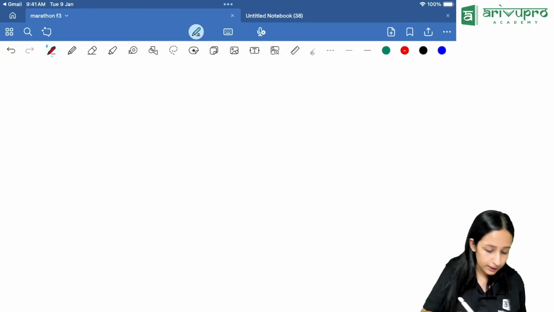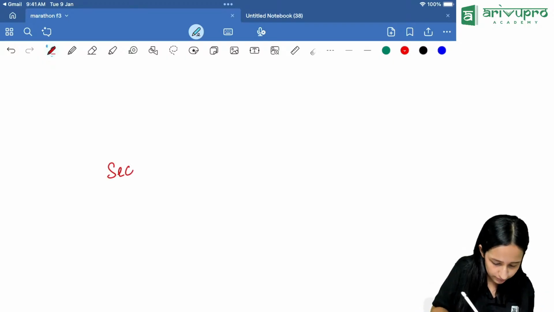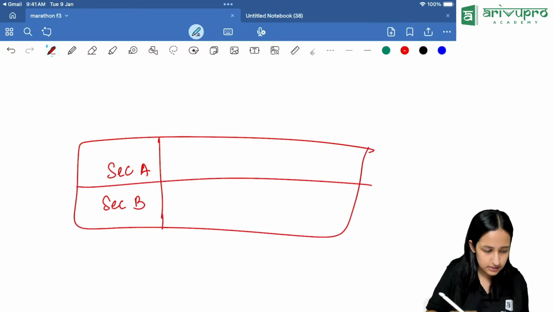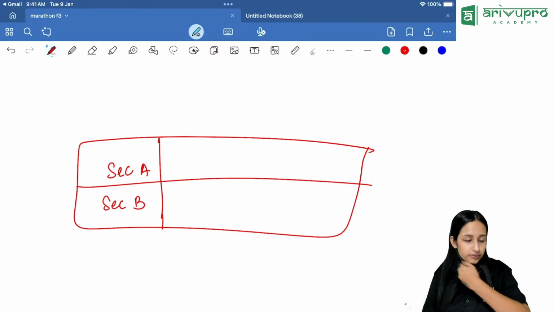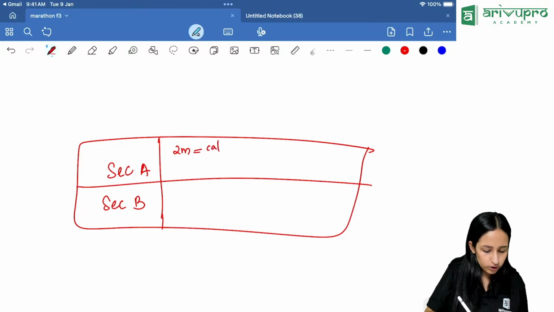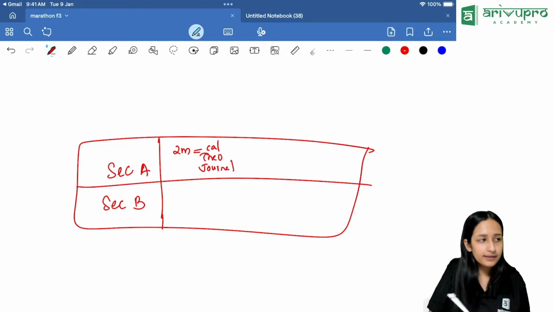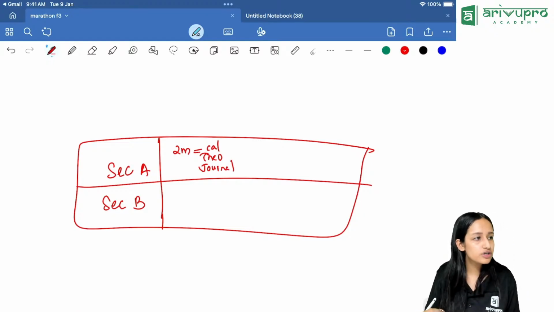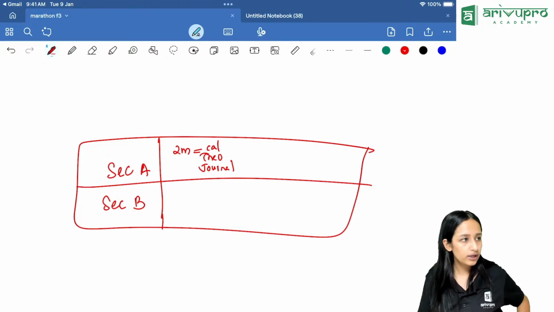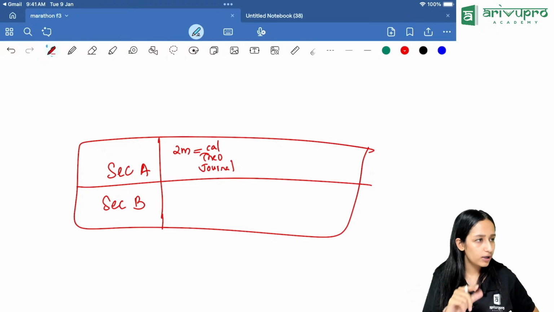But let me tell you how the paper is going to be. We have section A and section B. How do we answer this? 2 hours paper. For section A, we have two marker questions. This could include calculation, theory, journals, anything. It could include any of these topics. Anything from these 20 chapters can come in section A. 2 marker only. One question each.